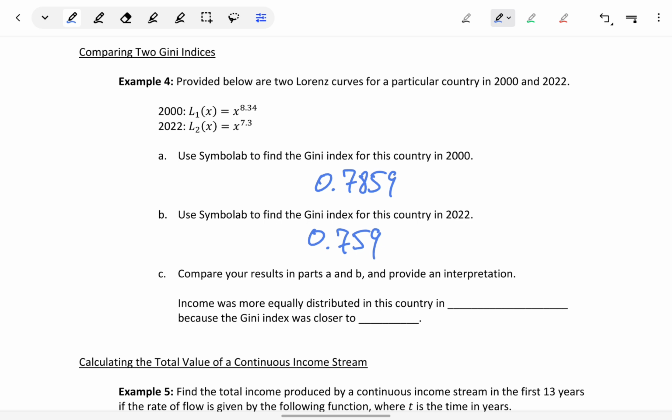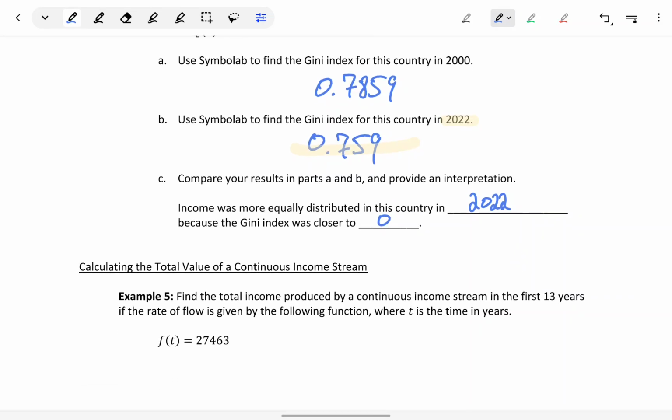In part C, we're asked to compare these results. Income was more equally distributed in this country in the year 2022 because we have a smaller value for the Gini index, and specifically a value that's closer to 0. Again, as that Gini index gets closer to 0, we have a value that represents a more equal distribution of income.